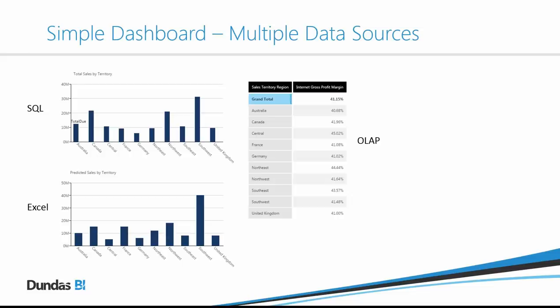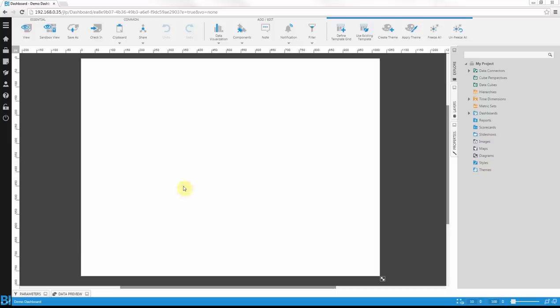For this video, we're going to put data from several different data sources together on a single dashboard. I'm going to act as a data analyst who knows my way around the data that I'm going to be working with. From the AdventureWorks SQL database, I'm going to show the total sales by territory. From the AdventureWorks OLAP database, I'm going to show the gross profit margin for internet sales, also by territory. And finally, from an Excel file located on my PC, I'm going to show my predicted sales by territory as well.